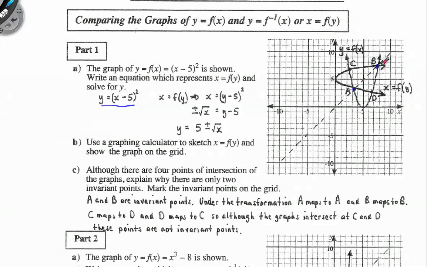So what else is there? There's 1, 2, ends up here and here. Okay. Although there are 4 points of intersection of the graphs, explain why there are only 2 invariant points. Well, the original graph only crosses once, twice.